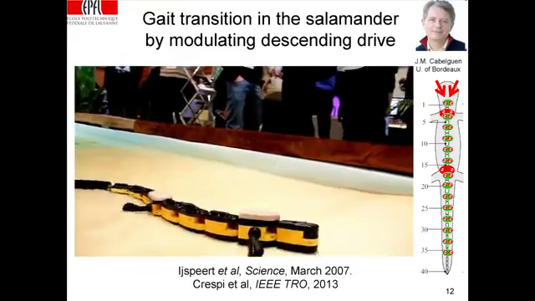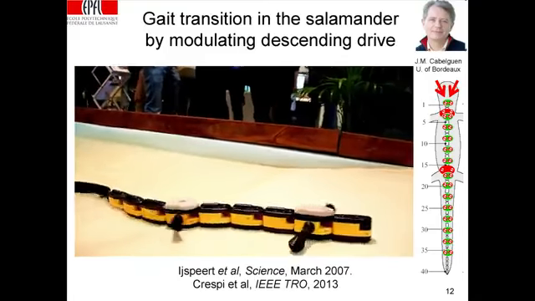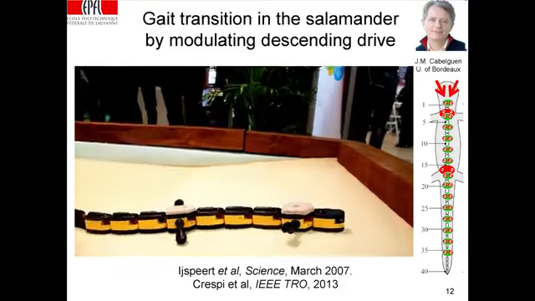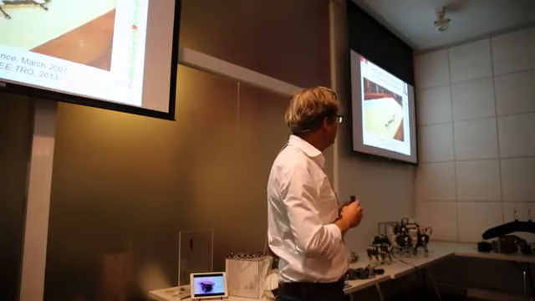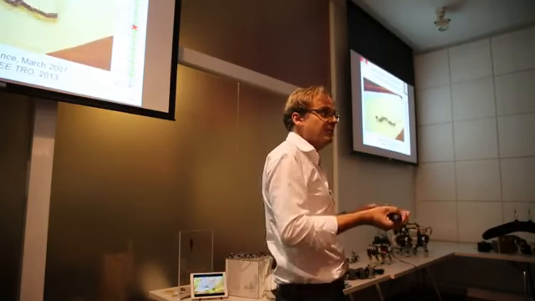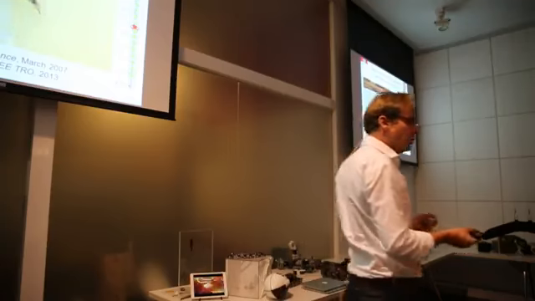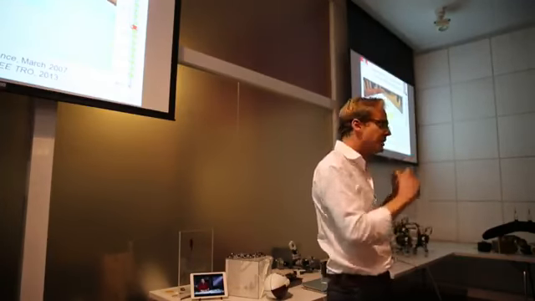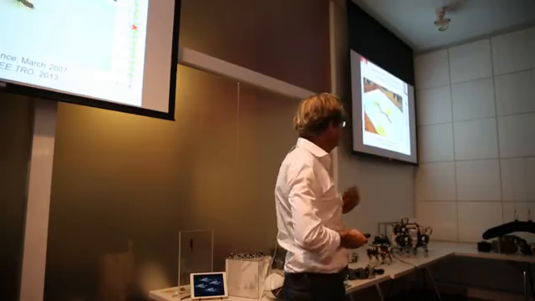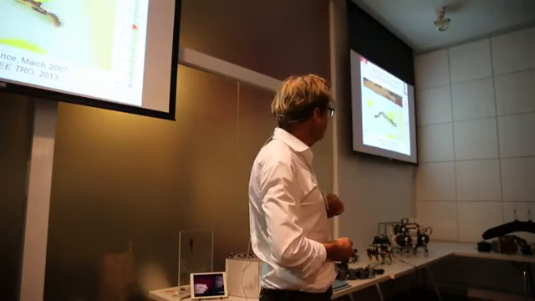If you stimulate more, you go faster. If you stimulate more one side, you turn towards that side. If you stimulate below threshold, you walk, and above threshold, you swim. So I find it very fascinating. It really shows that the spinal cord has a very sophisticated circuit, which just modulates very simple descending signals for steering and control of speed.